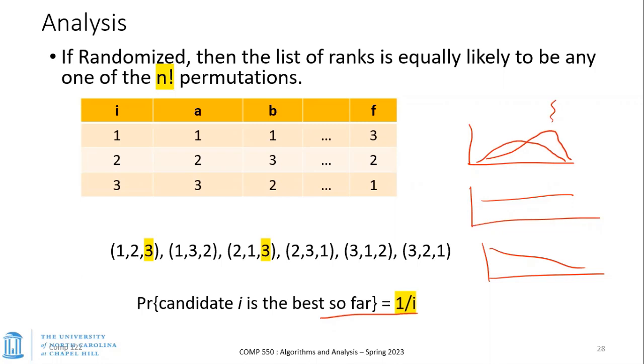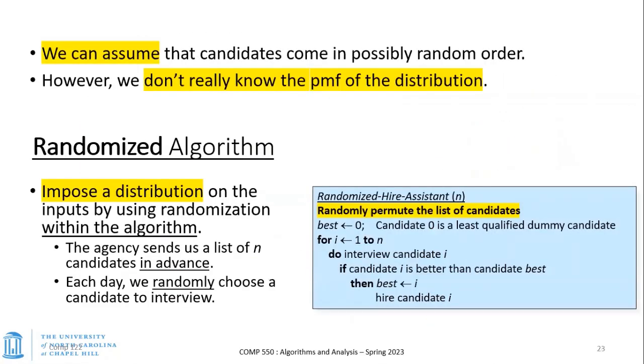It's kind of trivial to put it that way, but it has a whole class of algorithms, and all you're doing is taking the data and randomizing it uniformly at the beginning. Then you apply the same algorithm that you would otherwise apply. All you're doing is one additional step. So this is what we're going to do. This is essentially the problem that we had. We can assume that the candidates are coming in some kind of order, maybe random. However, we don't really know the probability mass function, the distribution of the candidates.